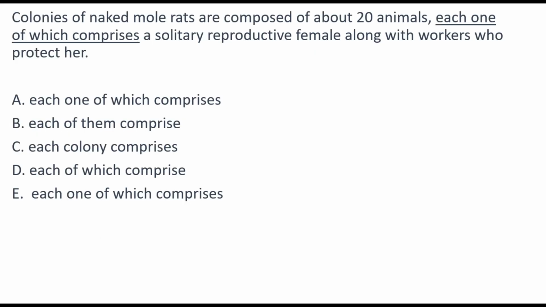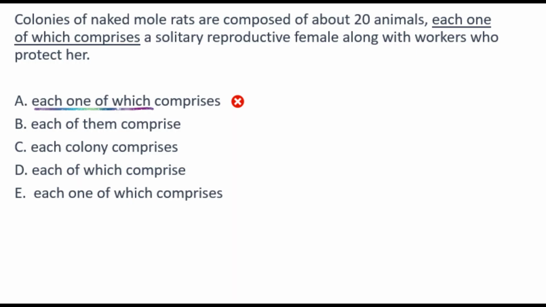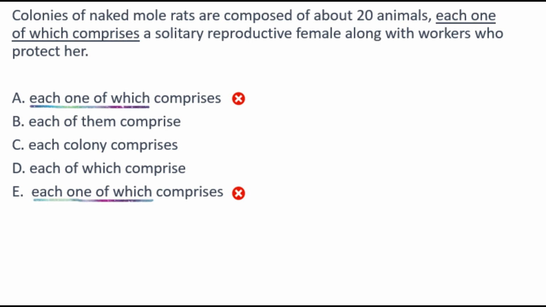Now let's understand the concepts using a GMAT-style sentence correction question. Please pause the video, think about the answer, and press play when you are ready. In the original sentence, we see each one of which. So we know option A is eliminated. A similar phrase each one of which is seen in option E as well. So, option E is also eliminated.